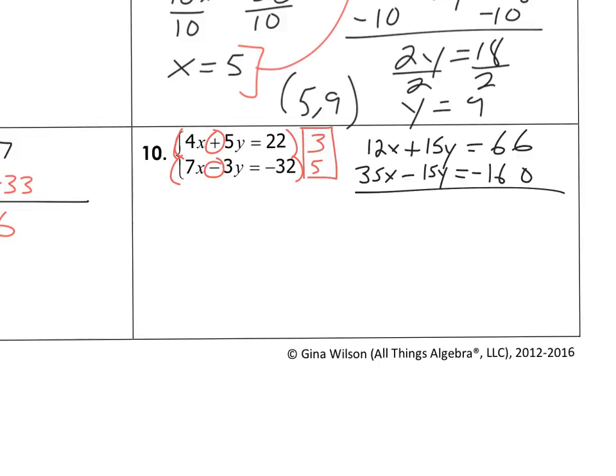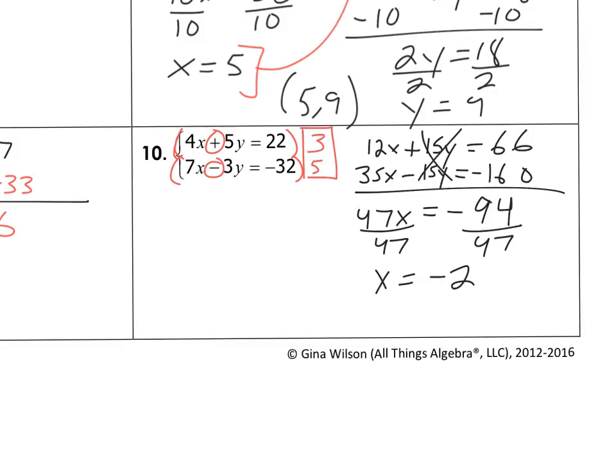So the y's cancel out. Perfect. 12x plus 35x is going to be 47x. And then 66 minus 160 is going to be negative 94. All right, your last step is to divide both sides by 47. And if you do that, you would get x equals negative 2. How would you figure out your y? You would just take this x and plug it into one of your top equations.